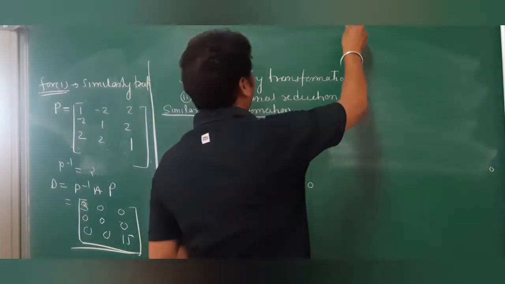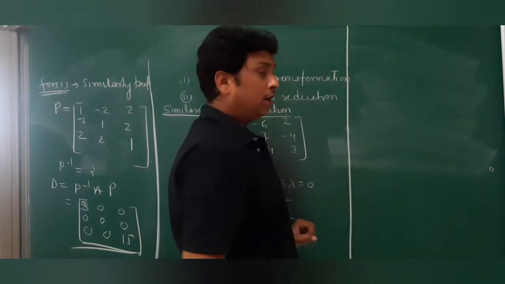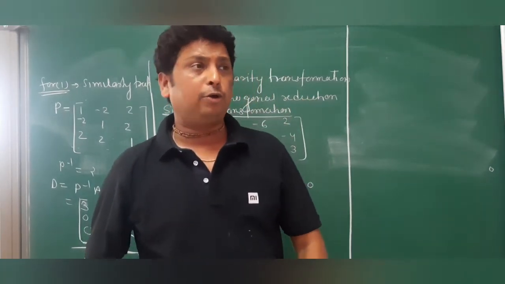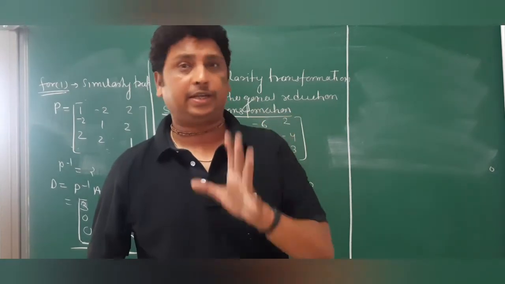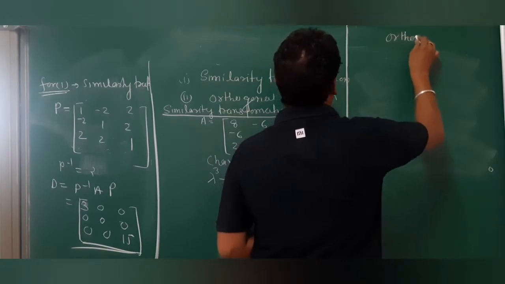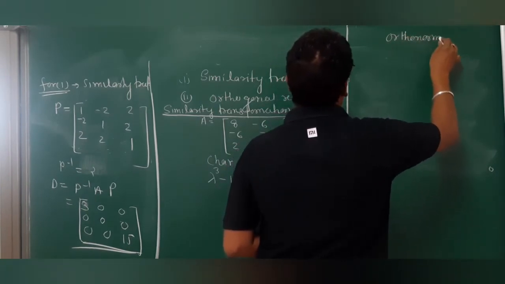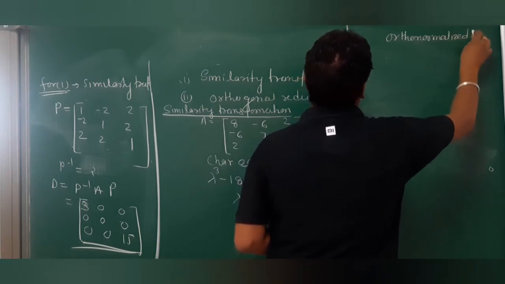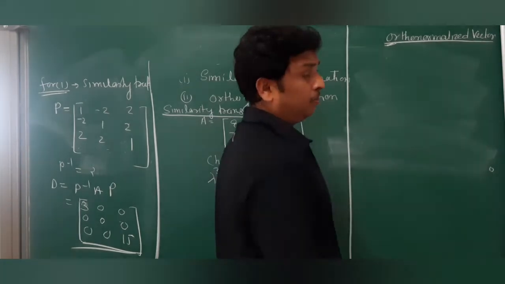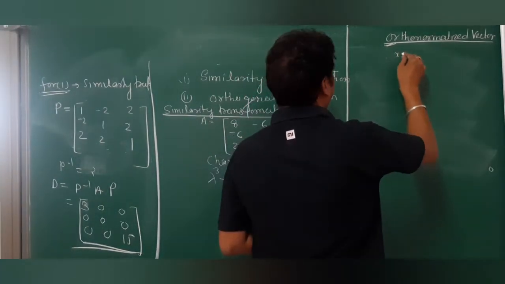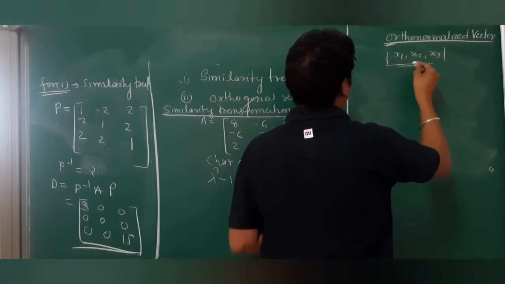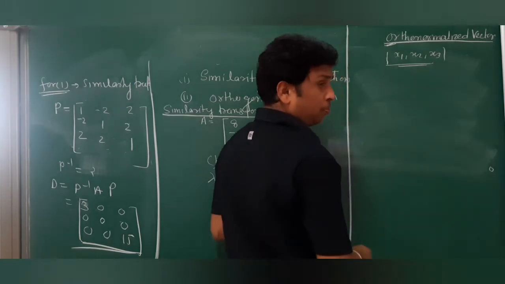When we go for orthogonal transformation or orthogonal reduction, then you have to check two things. Because actually we want to form orthonormalized vectors. So what are the orthonormalized vectors? I will tell first. We have to make all eigenvectors in this form, orthonormalized vector form. What is that? x1, x2, x3 are called orthonormal vectors.